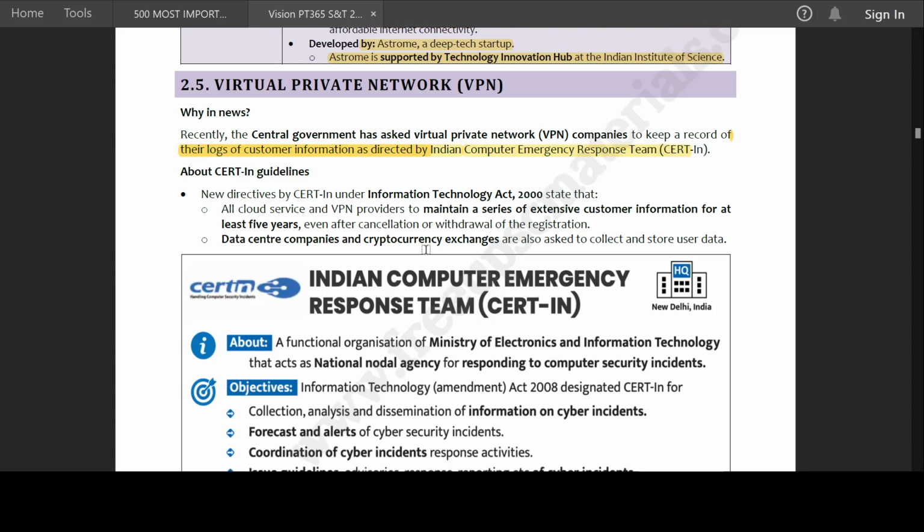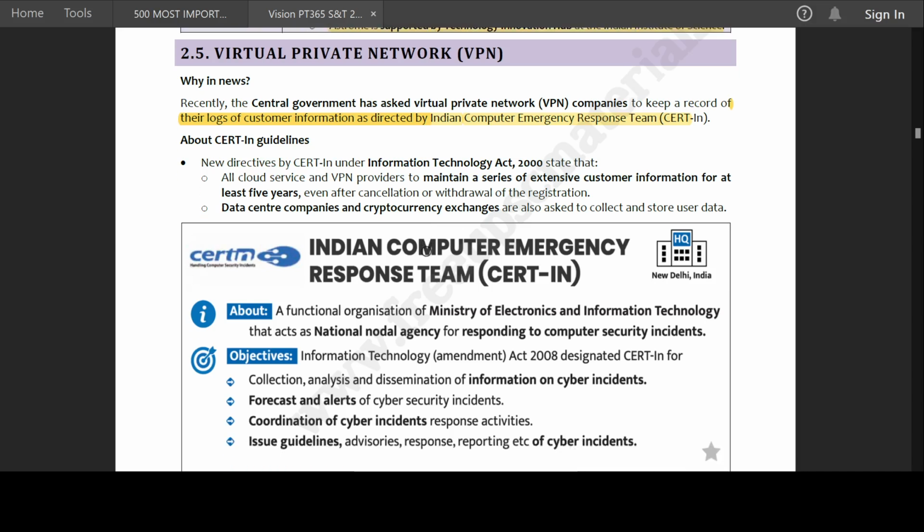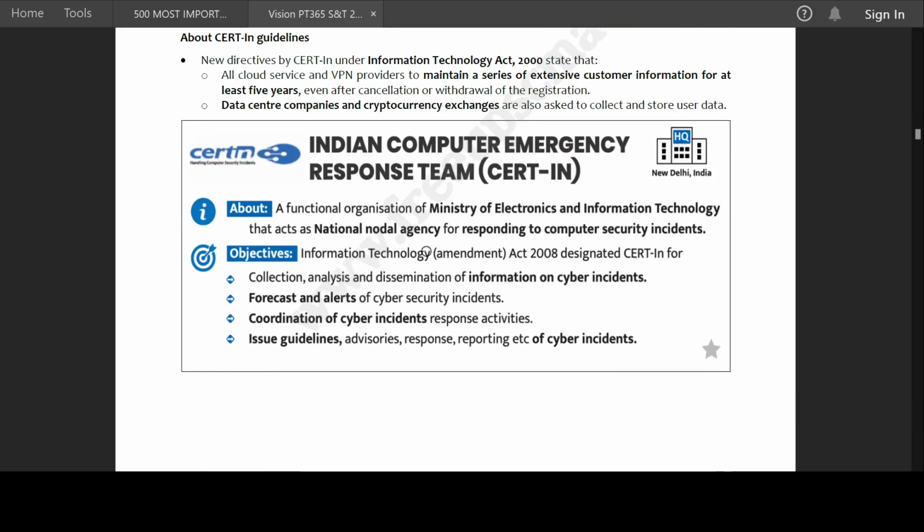New directives by the CERT-IN under the Information Technology Act 2000 state that all cloud services and VPN providers must maintain a series of extensive customer information for at least 5 years, even after the cancellation or withdrawal of the registration. Data center companies and cryptocurrency exchanges are also asked to collect and store the user data. The Indian Computer Emergency Response Team (CERT-IN) is a functional organization of the Ministry of Electronics and Information Technology.